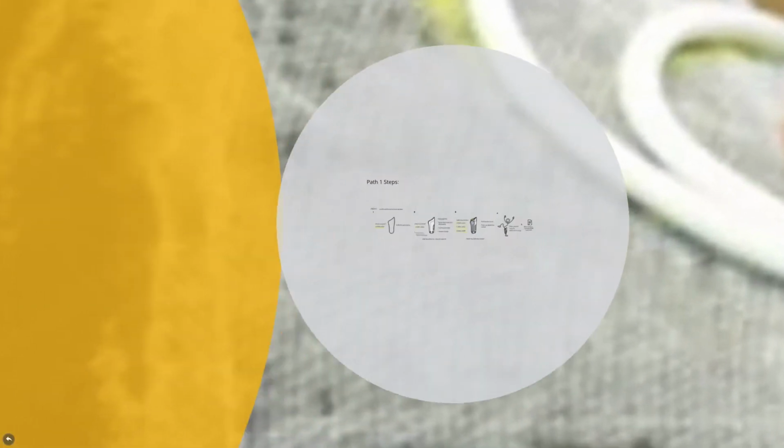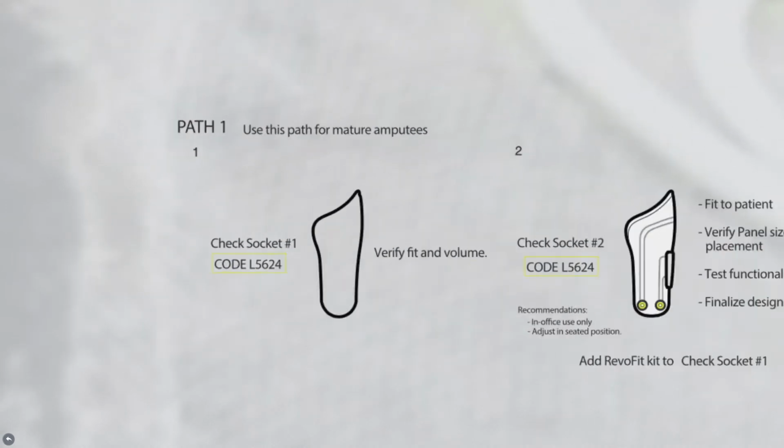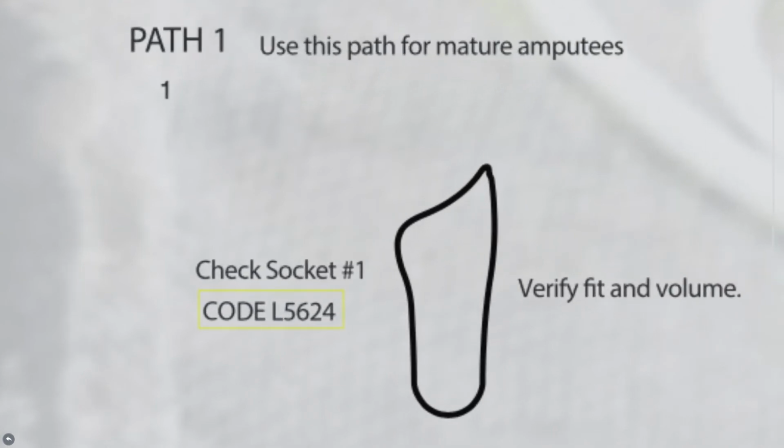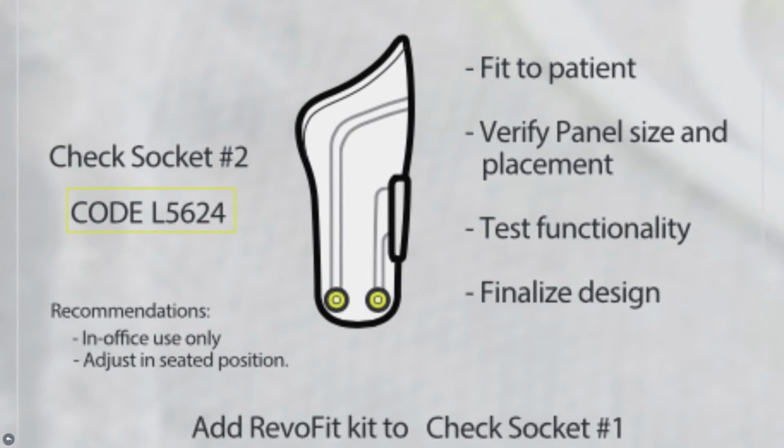Path 1 follows the process you just learned in the Can You Adjust check socket video. 1. Fabricate and fit the check socket to verify fit and volume. Use code L5624. 2. Once fit is verified, add the RevoFit hardware to the check socket, verifying panel placement and testing the functionality. For this step, use a second L5624 code.